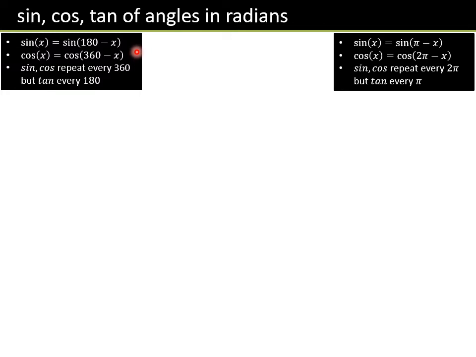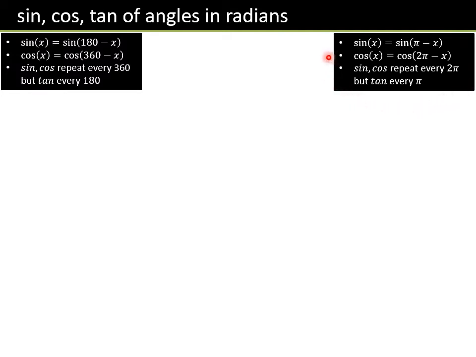Once you've got these two solutions for sine or cos, they repeat every 360 degrees, so you can just add or subtract 360 to each of those solutions and find as many other solutions as you need. If it's inverse tan, then tan repeats every 180, so you add or subtract 180 as many times as needed in the range given. So that's if we're working in degrees. It's exactly the same if we're working in radians.